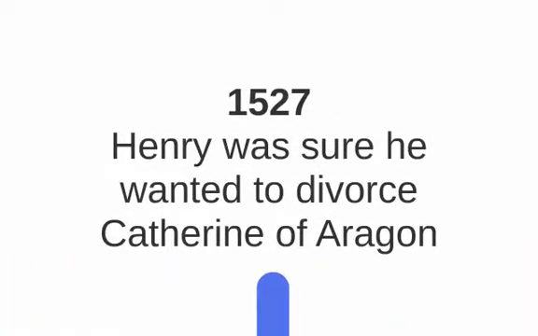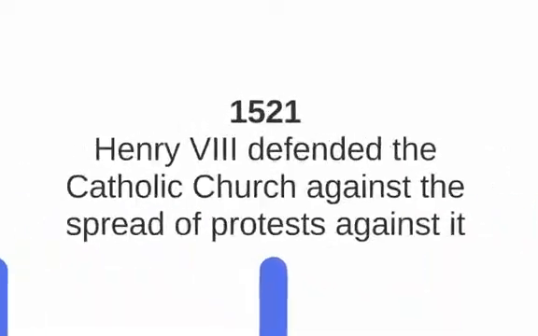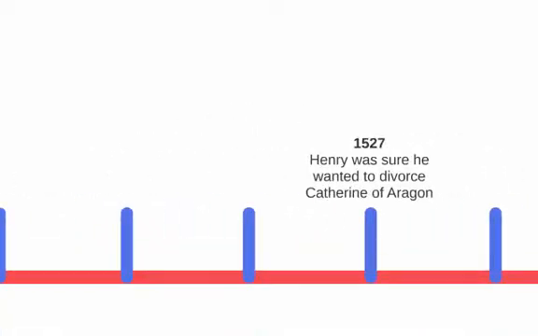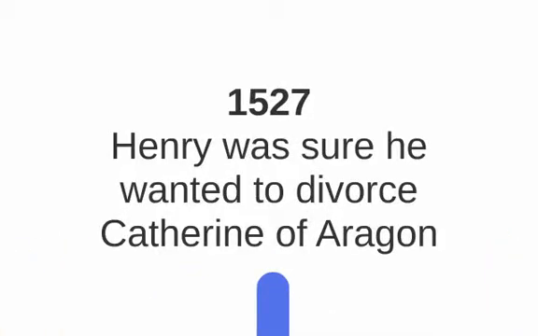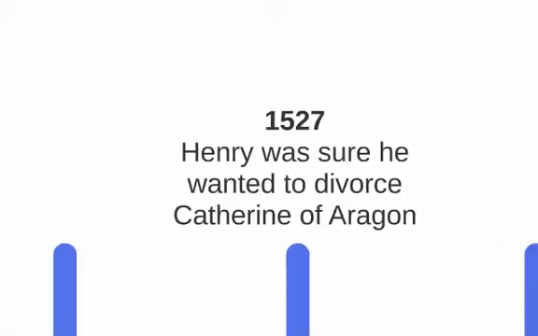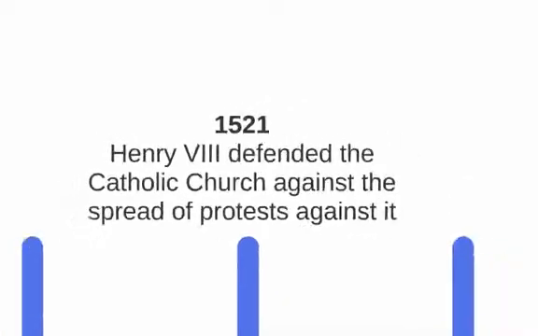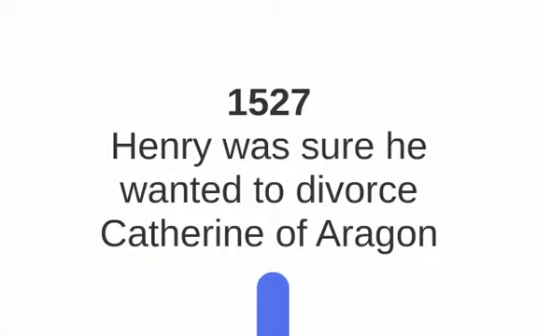It's not until 1527, so 6 years pass between him defending the Catholic Church and him making up his mind that he wanted to divorce Catherine of Aragon. So another 6 years of marriage between this and this. So in 1527, Henry VIII was sure now that he wanted to divorce Catherine of Aragon.